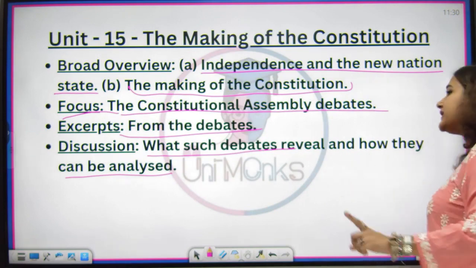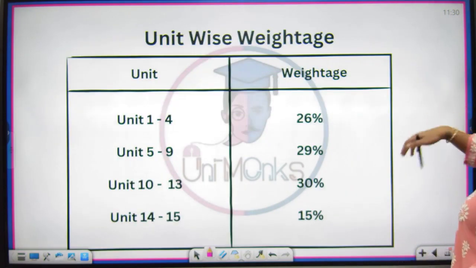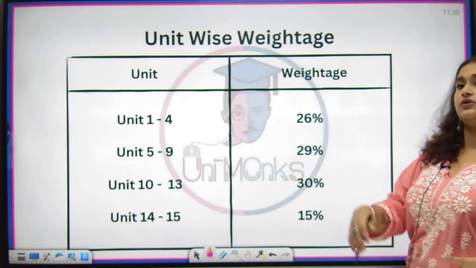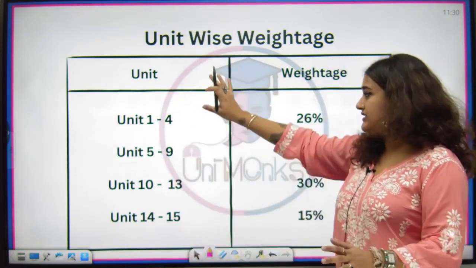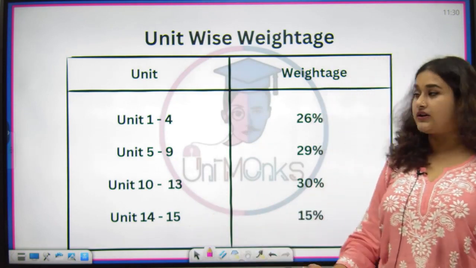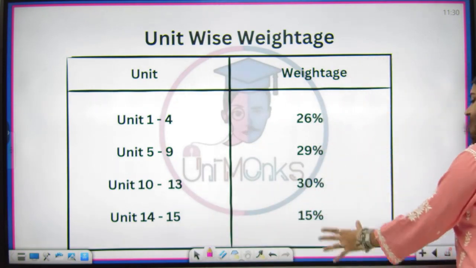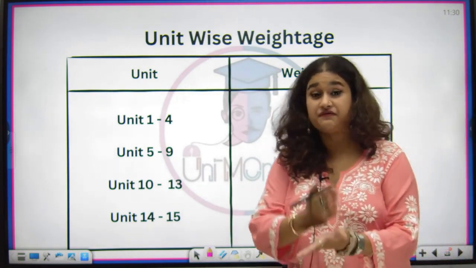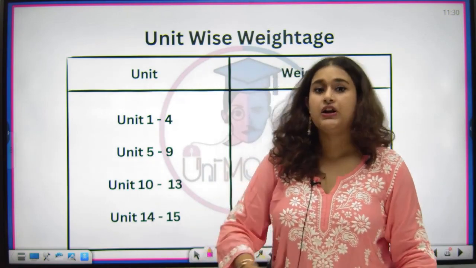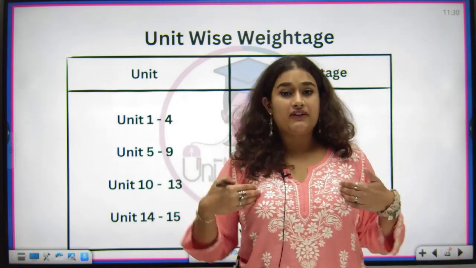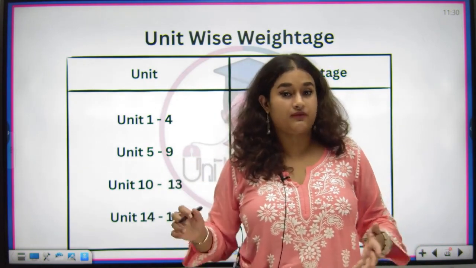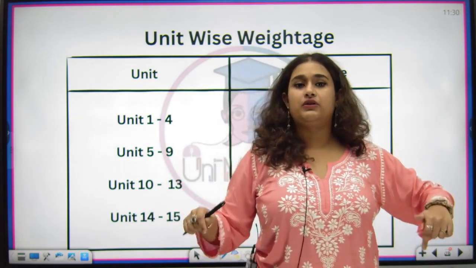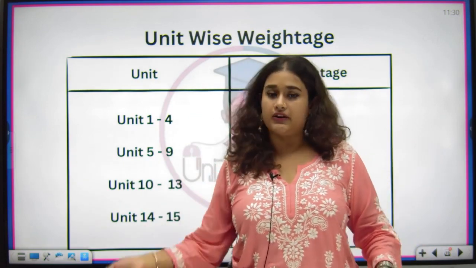Now, the last thing I'm going to talk about in this video is the unit-wise weightage. You can see the units have been clubbed together and given weightage. Now, if you want a specific unit-wise weightage, tell me in the comments down below and I will give it to you. If you want the marks distribution or whatever, tell me in the comments down below, I will give it to you in another video.